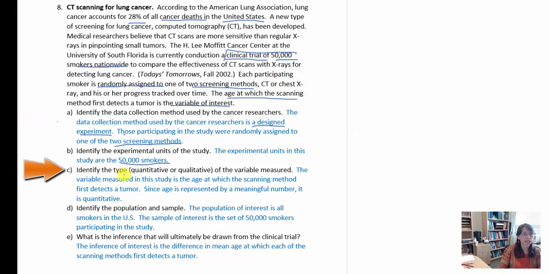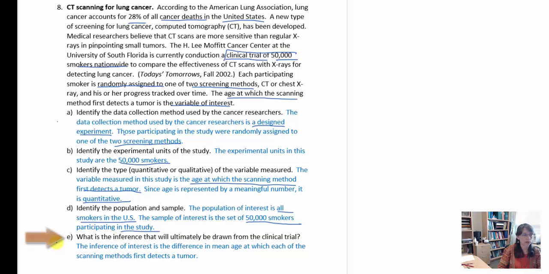Part C, identify the type, whether it's quantitative or qualitative, of variable measured. The study involves the age at which the scanning method first detects a tumor. Age is measured in years, so that is countable data. That would be quantitative data. For Part D, identify the population and the sample. The population of interest would be all smokers in the United States, while the sample would just be the 50,000 smokers that are participating in this study or this experiment.